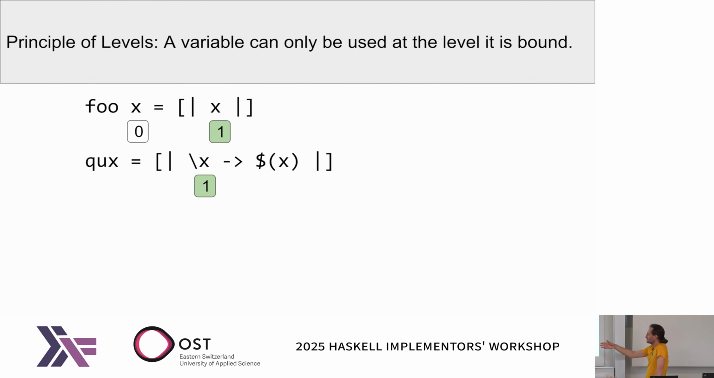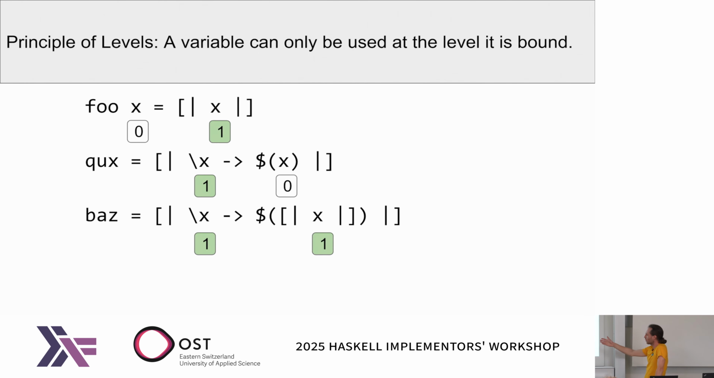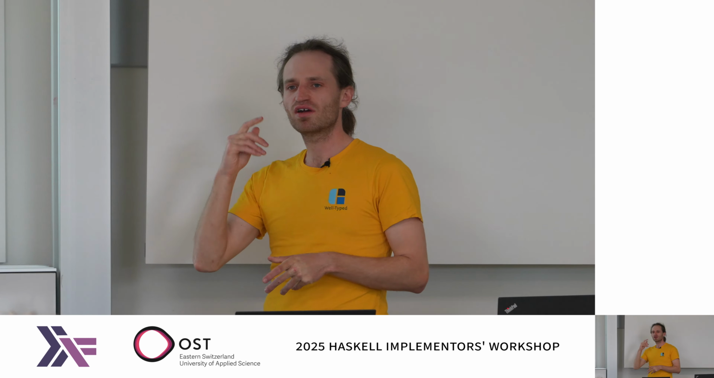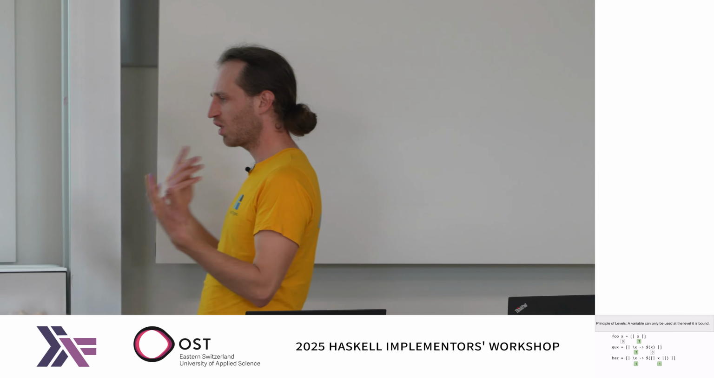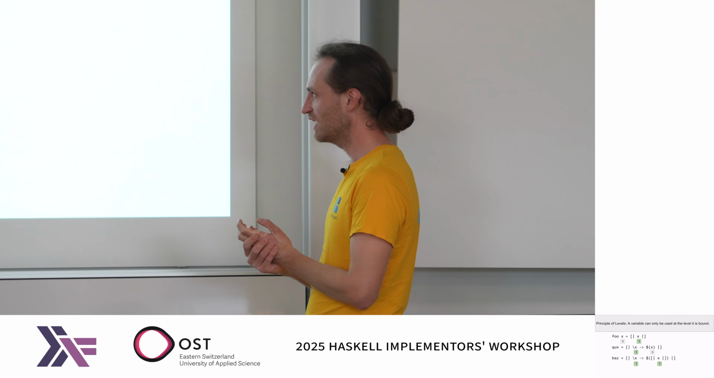In this example, X is bound at level 1 because it's bound inside the quotation, but used at level 0 because it's used inside the splice. In this example, X is bound at level 1, but used at level 1 as well because we go inside the splice and then inside the quote, so it fixes the level. The principle of levels states a variable can only be used at the level it is bound. That is the key principle which ensures that the level system will ensure a well-staged execution in the end.